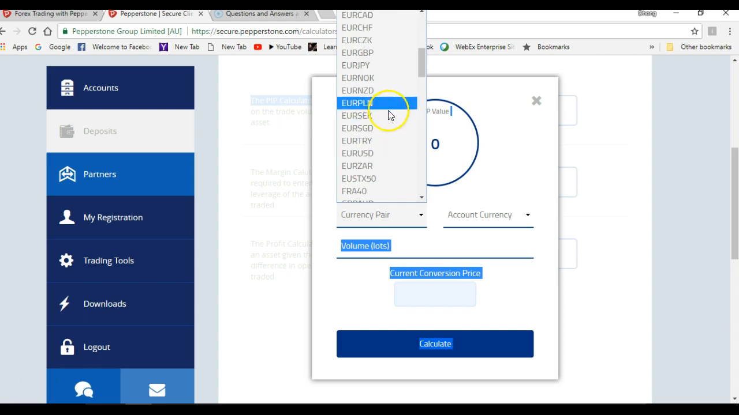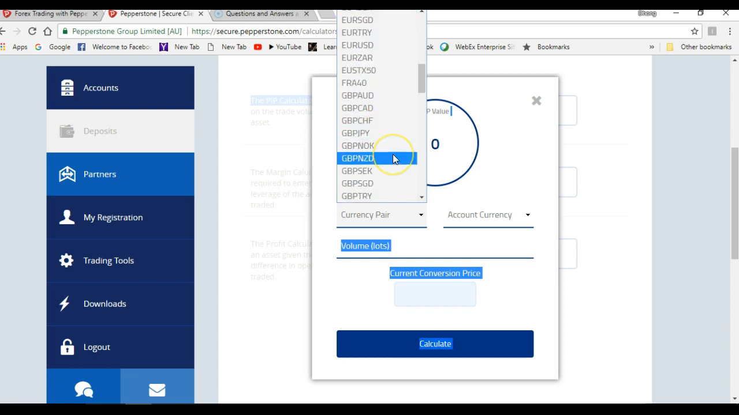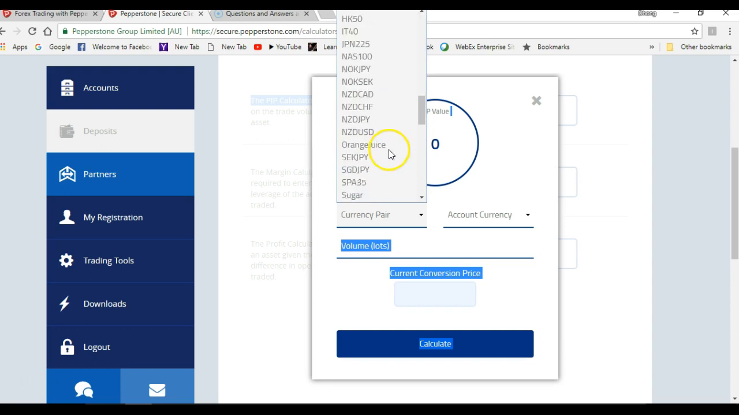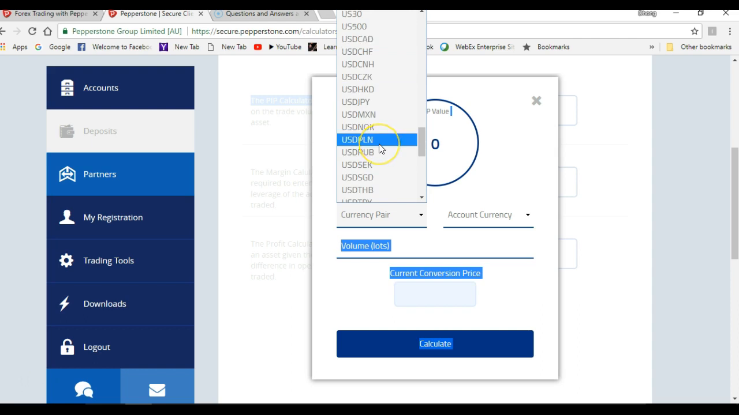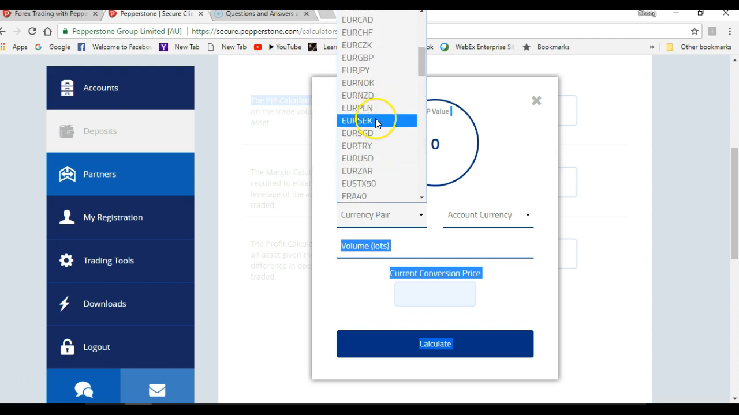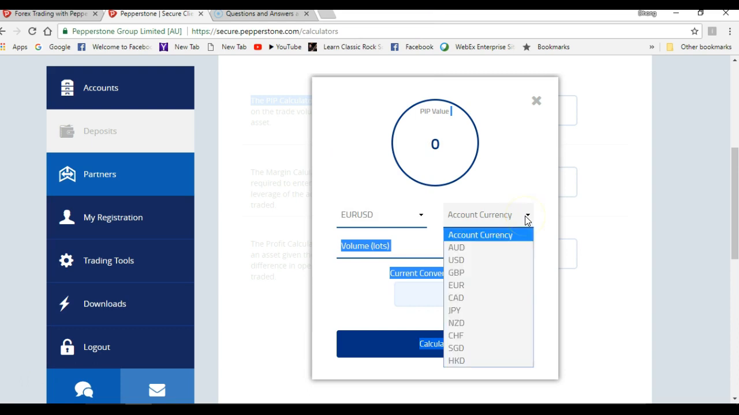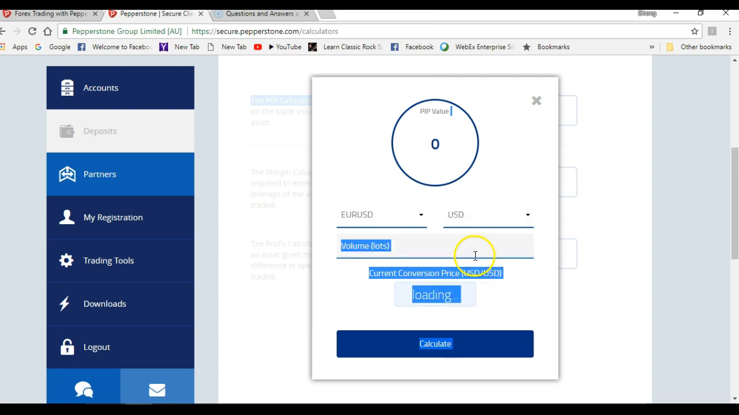All right, so it depends on the currency pair that you are going to use. Let's say I'm going to use Euro USD, Euro US dollar. Okay, gotta find it. Okay, Euro US dollar here. And then the currency that I want is US dollar, so it's easier to calculate.